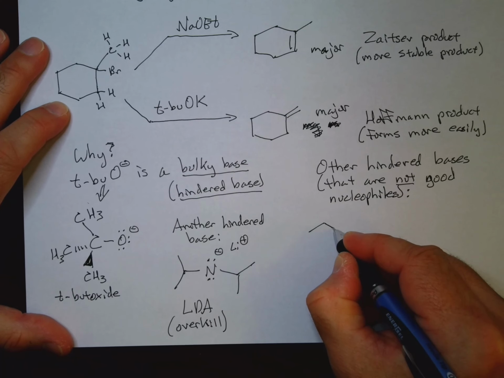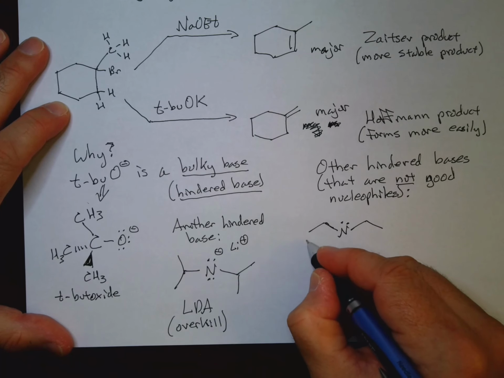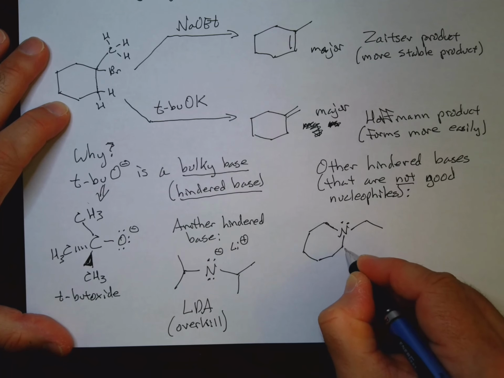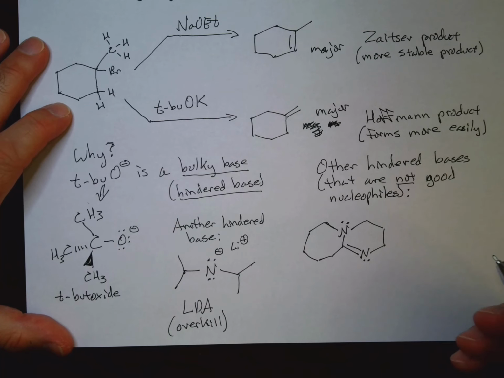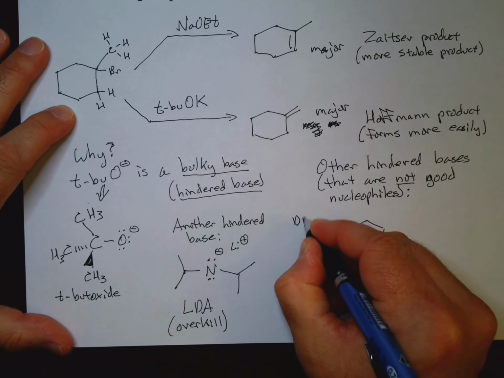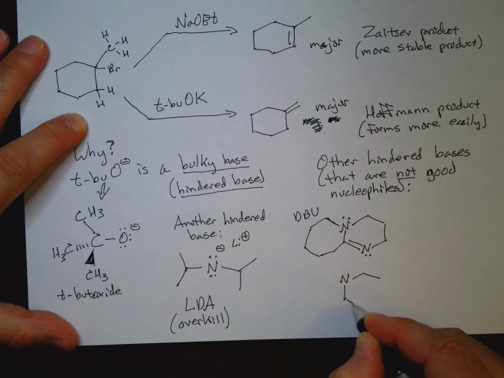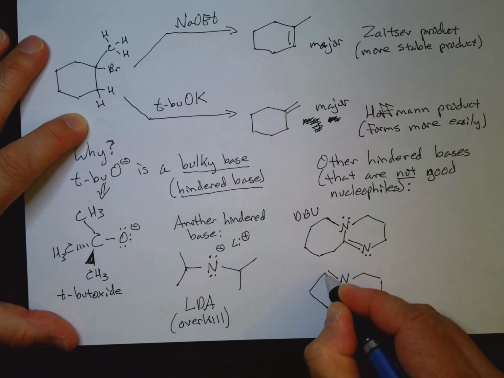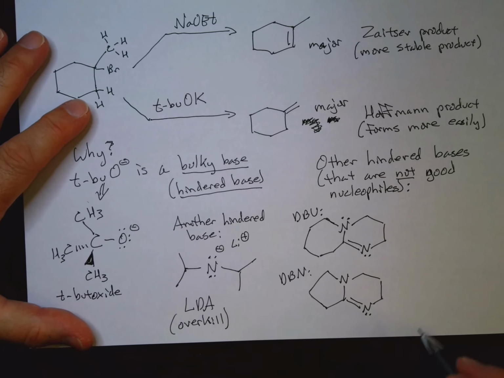And let's see if I can draw these guys here. N, lone pair, and so on. So this is called DBU. I don't remember what it stands for. And then we can also have DBN. And these are non-nucleophilic bases.